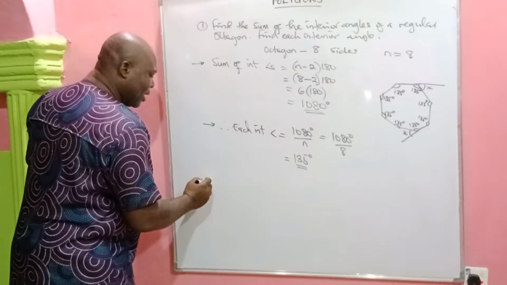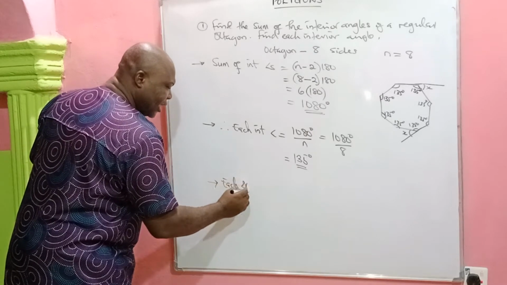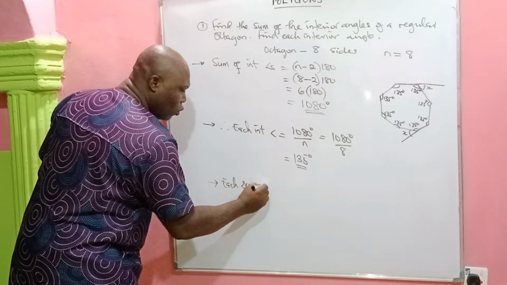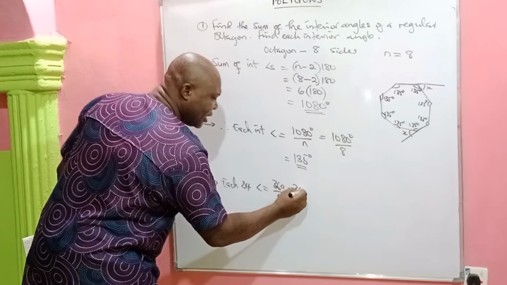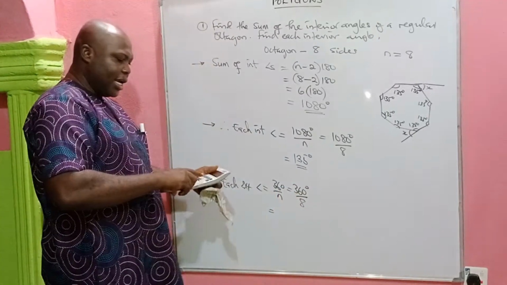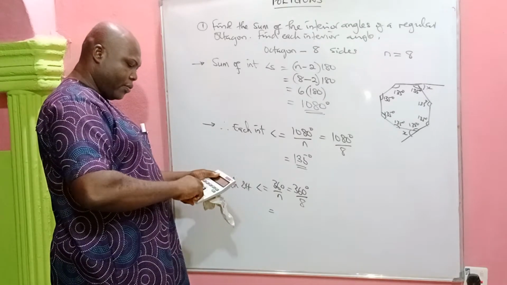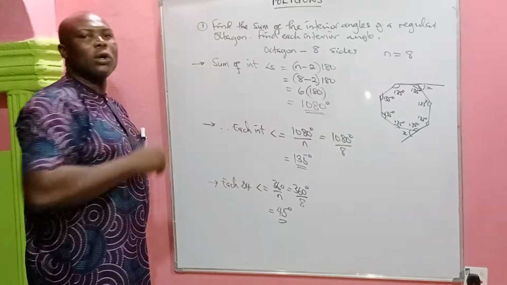So assuming we are asked to find each exterior angle, each exterior angle will be, of course, 360 divided by n, as we have seen. So that will be 360 degrees divided by n, which is 8. It therefore means that each exterior angle will give us 45 degrees. Please take note of that for this regular octagon.